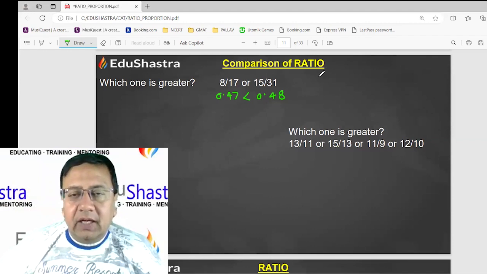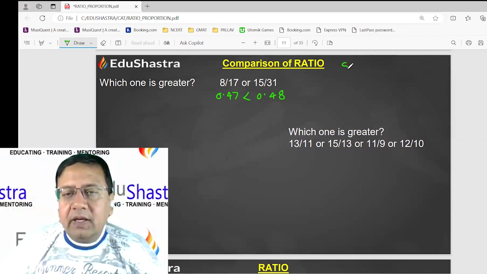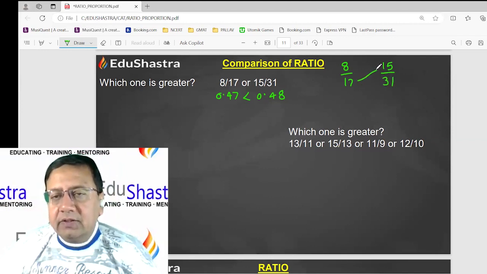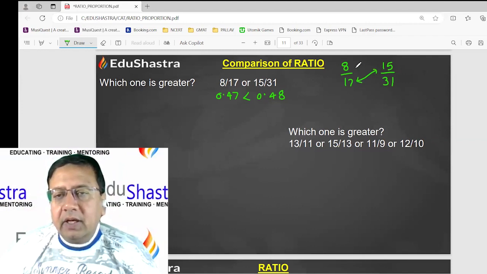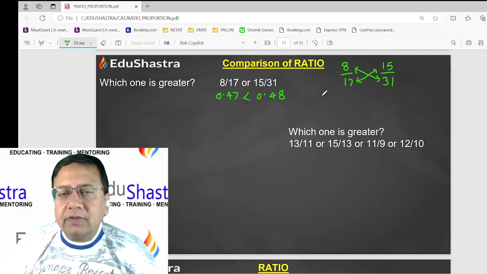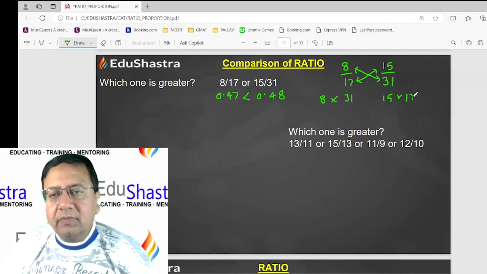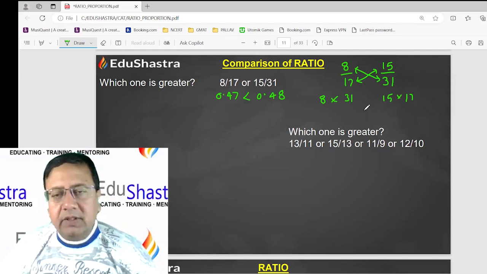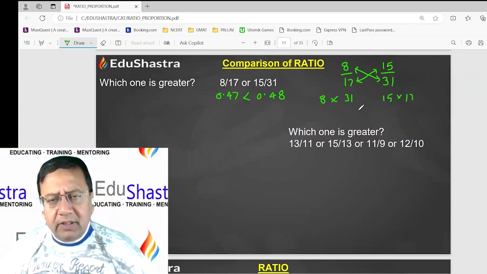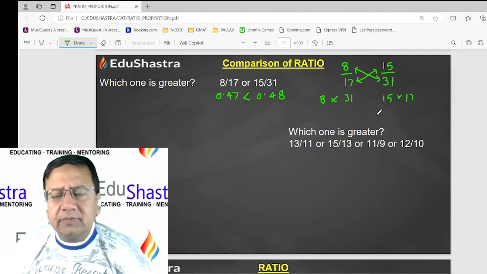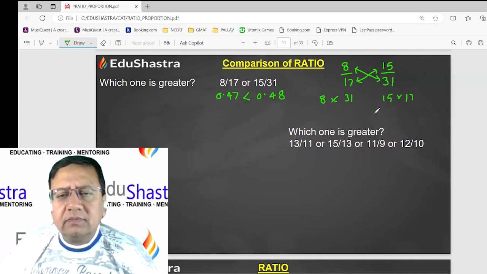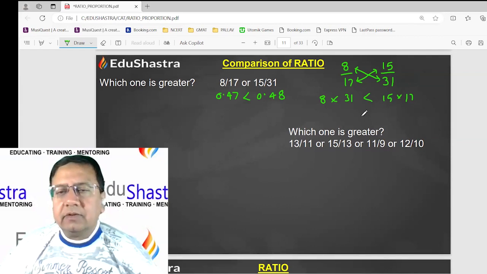First, when I have these numbers, 8 by 17 and 15 by 31, what we normally do is just cross multiply, right? This way and this way. So this is 8 into 31 and this is 15 into 17. Done? Now, with this, can I just guess which one is greater? Left part or the right part? The right part. Right part, right? This is greater.